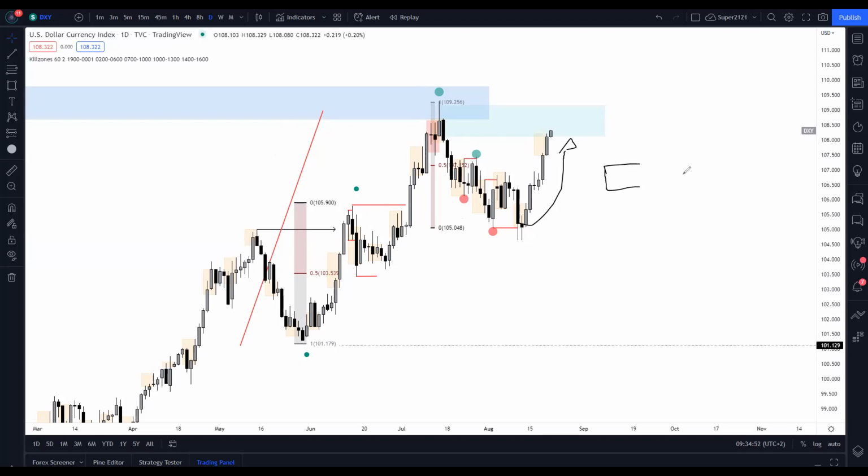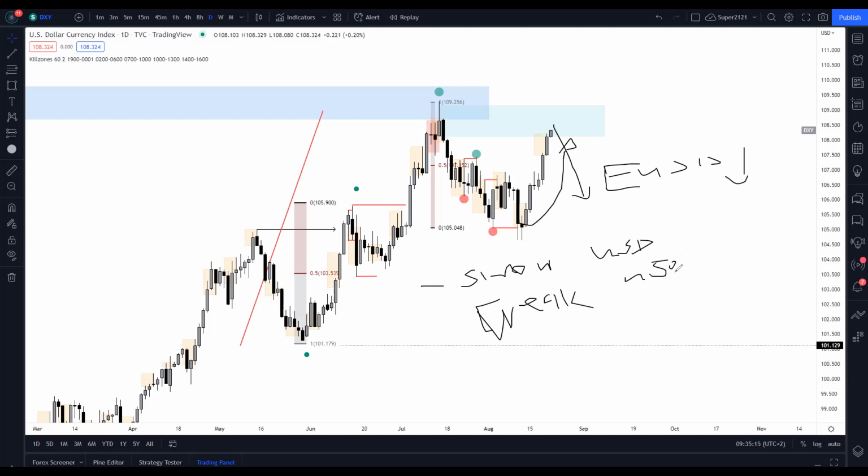Euro USD basically goes down. But in simple terms, we are looking at a strong USD. So when it goes down, then we're looking at what? Weak USD. Oh, sorry, we're looking at the weak USD.